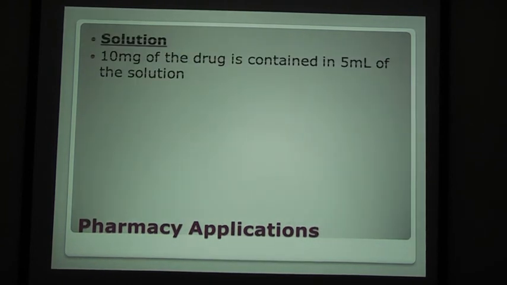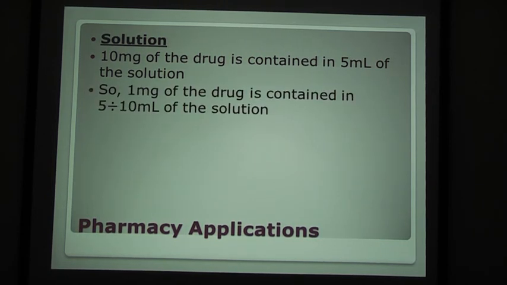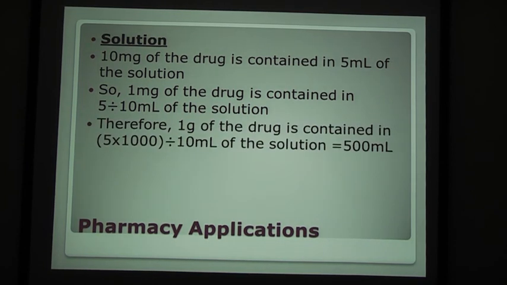So, look at the solution. 10 milligrams of the drug is contained in 5 milliliters of the solution. That's what we know. So 1 milligram of drug is in 5 divided by 10 mils of the solution. Therefore, 1 gram of the drug is contained in 5 times 1,000 divided by 10 of the solution, which is 500 mils. I've gone from milligrams to grams, hence the times 1,000.